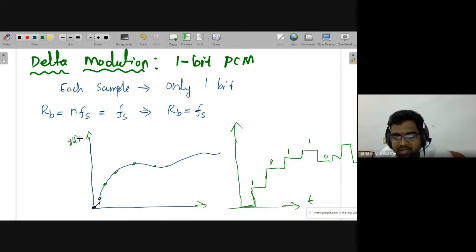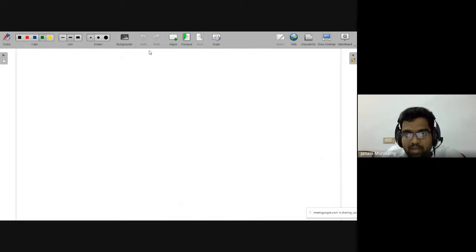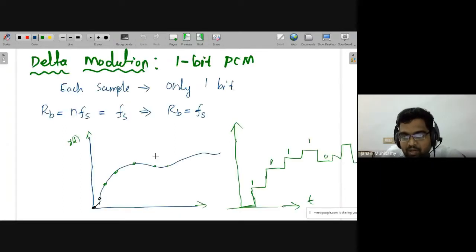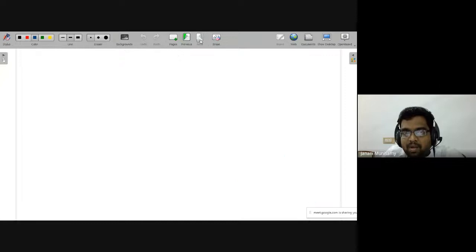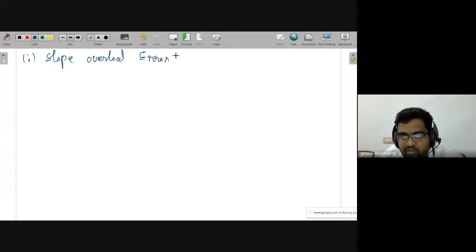What are all the restrictions? Okay, the first restriction is slope overload noise or slope overload error. The delta modulation இதான் procedure. அதுல some problems இருக்கு. அந்த problems என்னன்றதை பார்ப்போம். The first problem is slope overload error or noise.